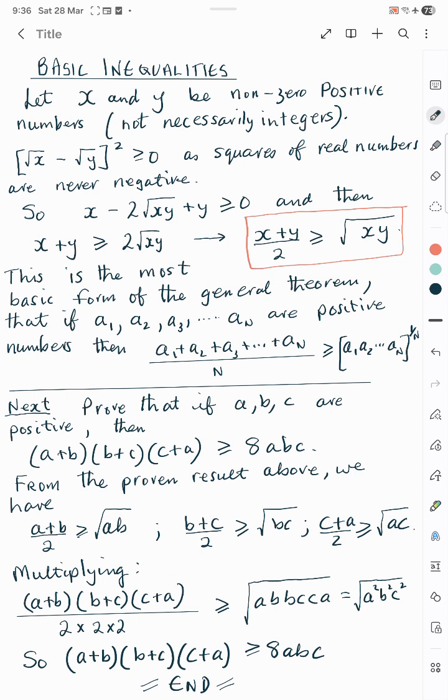Then multiplying out, we will get a plus b times b plus c times c plus a over 2 times 2 times 2 being equal to or greater than the square root of ab times bc times ca, which is the square root of a squared b squared c squared. And that's, of course, equal to abc. And so from that, we easily get the required result that a plus b times b plus c times c plus a is equal to or greater than 8 times abc.